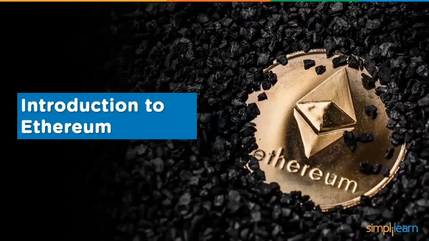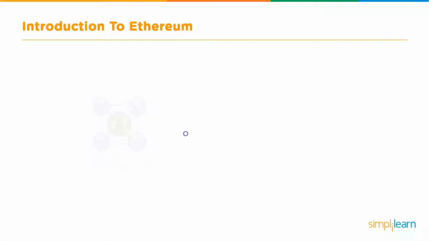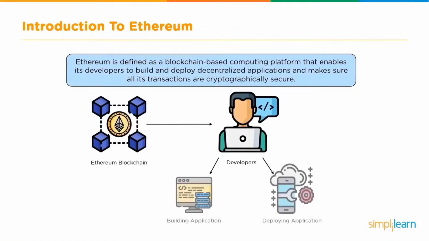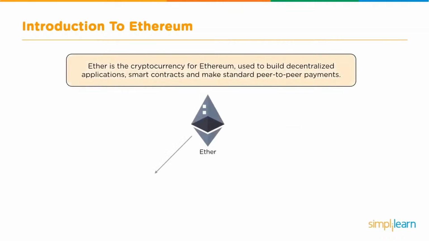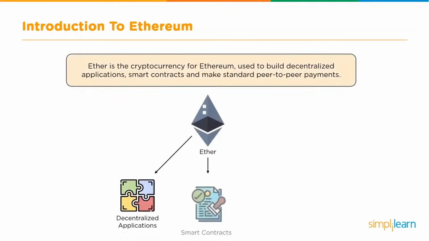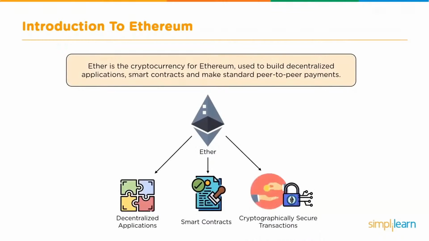Let's bring you up to speed on Ethereum. Ethereum is defined as a blockchain-based computing platform that enables its developers to build and deploy decentralized applications and make sure all the transactions are cryptographically secure in the network. Ether is the cryptocurrency of Ethereum, used to build decentralized applications, smart contracts, and make standard peer-to-peer payments. Ether basically acts as fuel for the Ethereum network. It tracks and facilitates all the transactions.